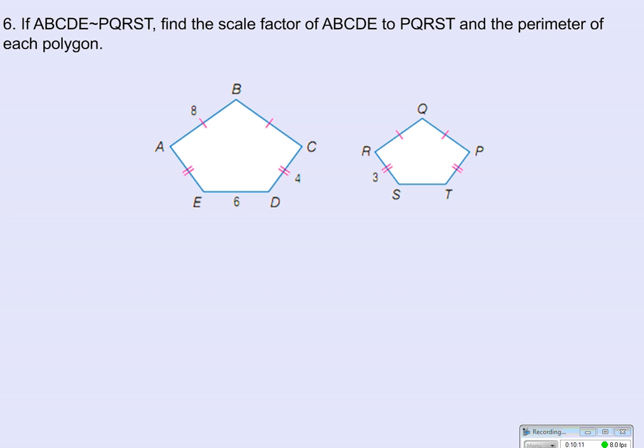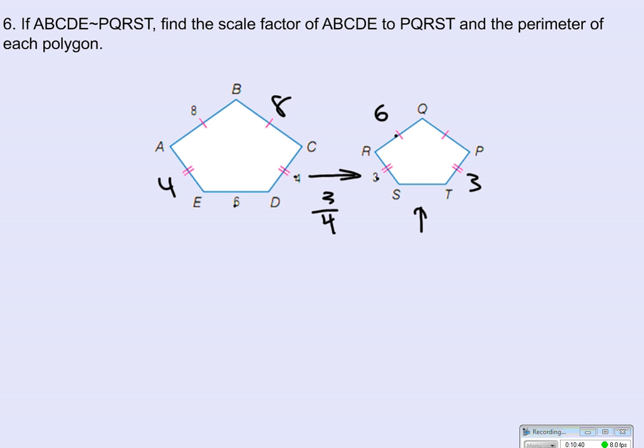So find the scale factor of A, B, C, D, E to P, Q, R, S, T and the perimeter of each polygon. So if this is 8, this is 8, this is 4, this is 4. So this is 3, this is 3. So 4 matches up to 3. Those are in the same location. So that means that my scale factor is going to be 3/4. So 6 times 3/4 is going to give you ST. 8 times 3/4 is going to give you these two.